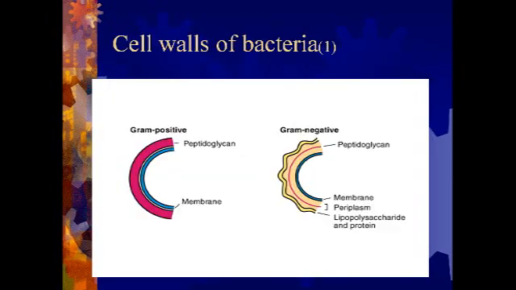This picture shows the cell wall difference between gram-positive and gram-negative bacteria. Gram-positive bacteria contain a thick peptidoglycan layer, and inside of which is a cytoplasmic membrane. Whereas in gram-negative bacteria, peptidoglycan is present in the middle, outside of which is lipopolysaccharide and proteins, and it also contains a periplasmic space.